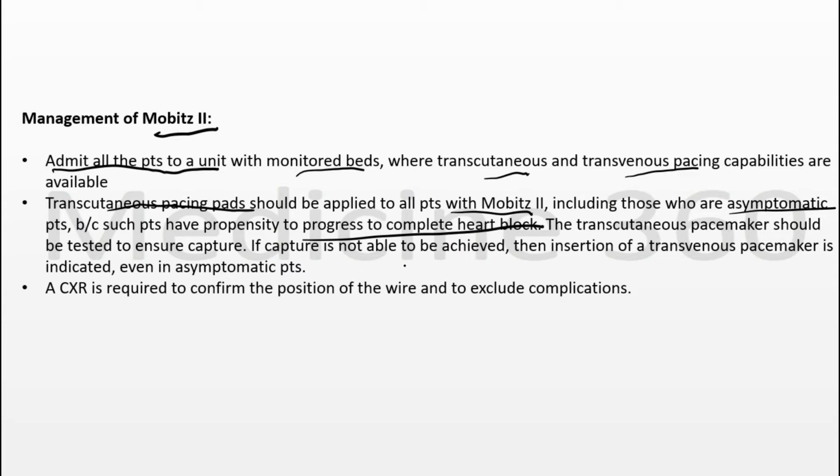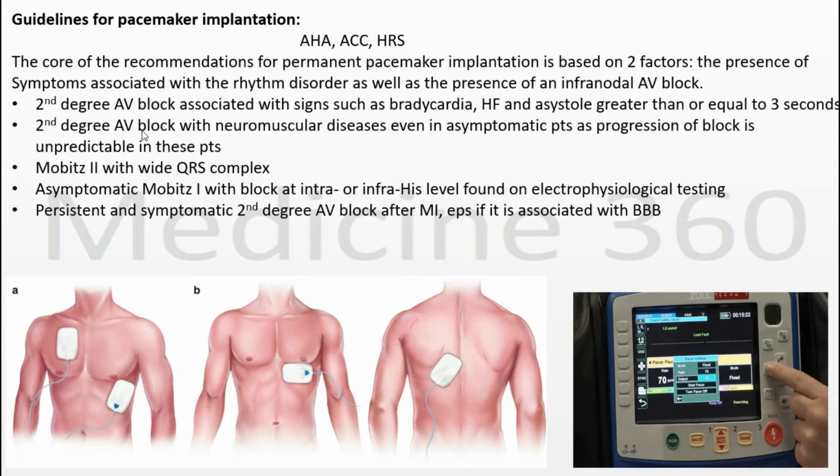If capture cannot be achieved, we will discuss what is meant by capture, and then insertion of a transvenous pacemaker is indicated even in asymptomatic patients. We do an X-ray to confirm the position of the wire and exclude complications related to the transvenous pacemaker. So here are the guidelines for pacemaker implantation. The American Heart Association, American College of Cardiology, and Heart Rhythm Society give guidelines related to pacemaker implantation.